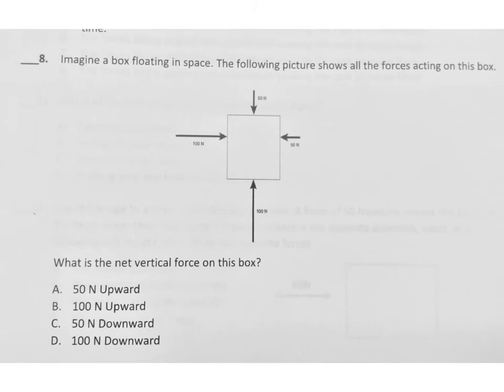Number 8, imagine a box floating in space. The following picture shows all the forces acting on this box. Go ahead and take a look at the picture and the numbers. What is the net vertical force on this box? A, 50 N upward. B, 100 N upward. C, 50 N downward. D, 100 N downward.